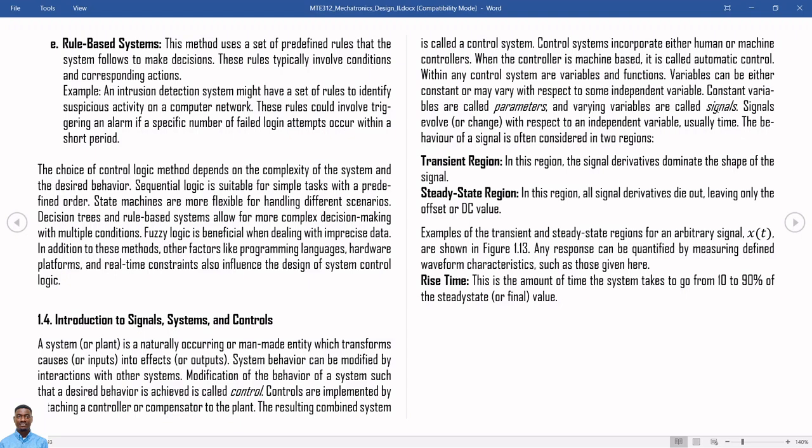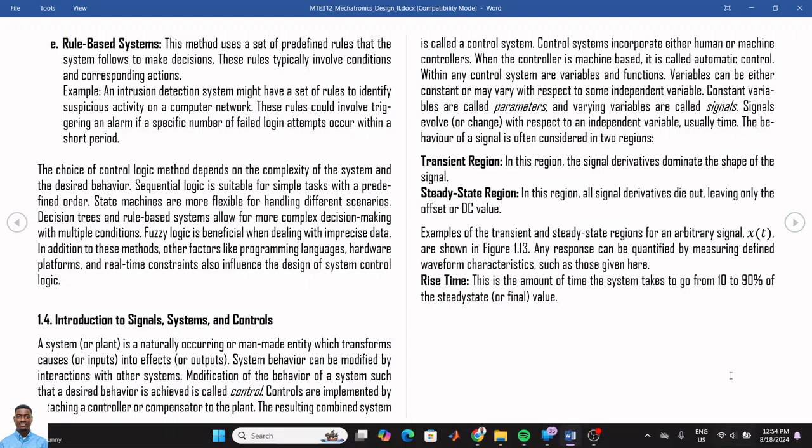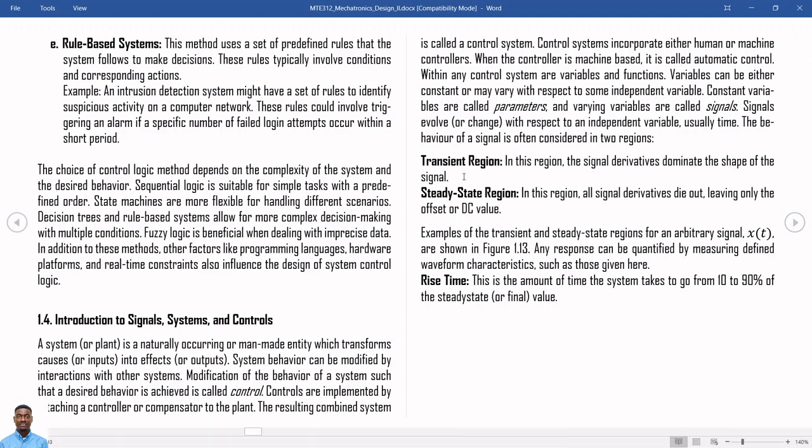And for every control system, we have variables and functions. Variables can either be constant variables, which are referred to as parameters, or varying variables with respect to some independent variable, basically time in most cases, which are referred to as signals. Signals, because they are variable, change with respect to an independent variable, usually time. The behavior of a signal is often considered in two regions: the transient region and the steady state region.